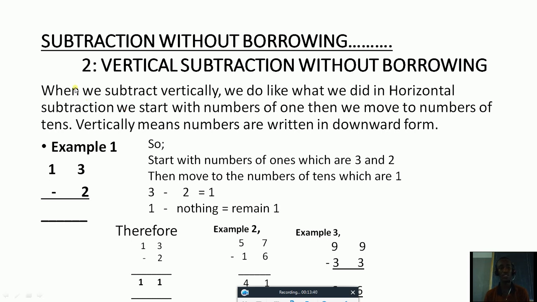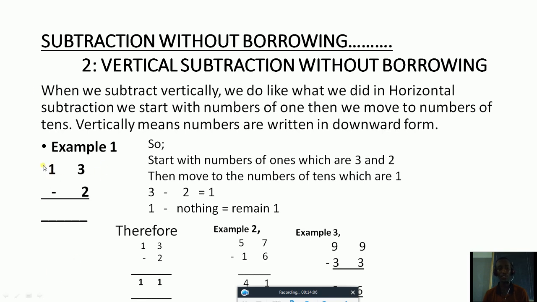So when we subtract vertically, we do like what we did in horizontal subtraction. We start with the number of ones, then we move to the number of tens. Vertically means numbers are written in downward form, as I said before. So this is a different form, but the way of subtracting is similar.